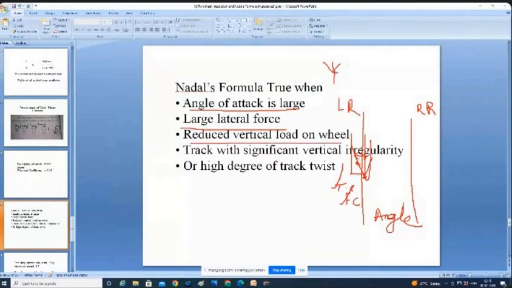Reduced vertical load on the wheels. That means reduced vertical load on the wheel means an empty wagon. So empty wagons are more prone to derailment. Track with a significant vertical irregularity.